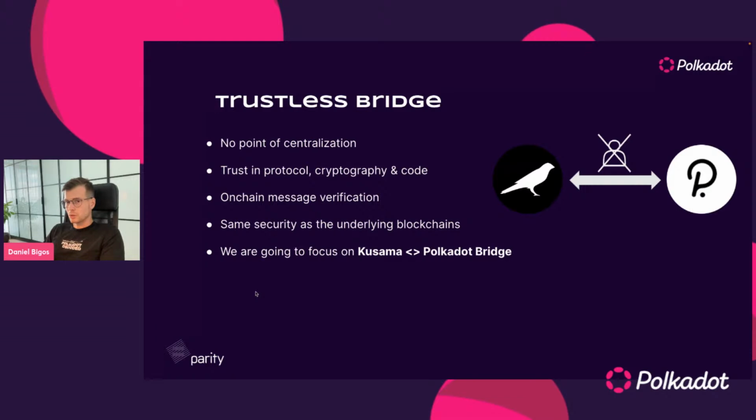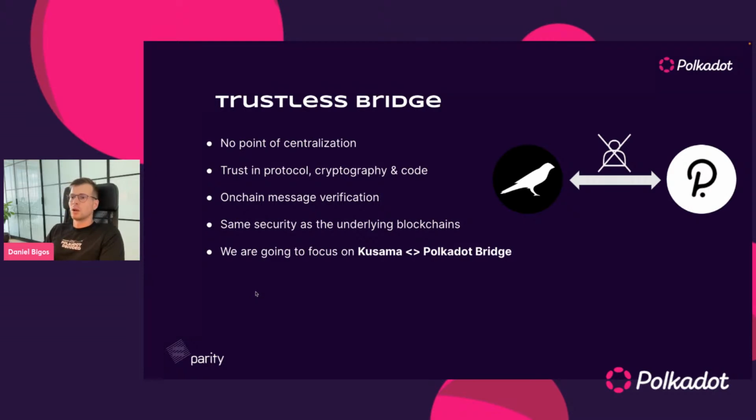Trustless bridge. A trustless bridge is a specific type of blockchain bridge in which there is no point of centralization. In other words, there is no single entity that runs the bridge, takes the administrative part of the bridge, or guarantees the security of that bridge. In a trustless bridge, we trust in protocol, cryptography, and code. The whole security is provided by the protocol, cryptography, and code.